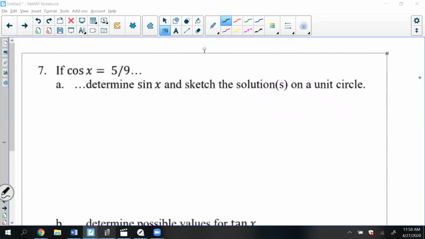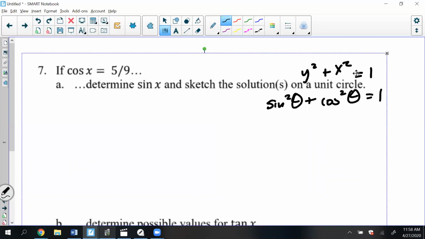Another situation we dealt with was the Pythagorean identity, which is a nice relationship that the sine squared of theta plus the cosine squared of theta equals 1. Because really what this is saying is x squared plus y squared equals 1. And in a unit circle, you're just doing the Pythagorean theorem. But we can talk about the sine squared and the cosine squared equaling 1 as well.